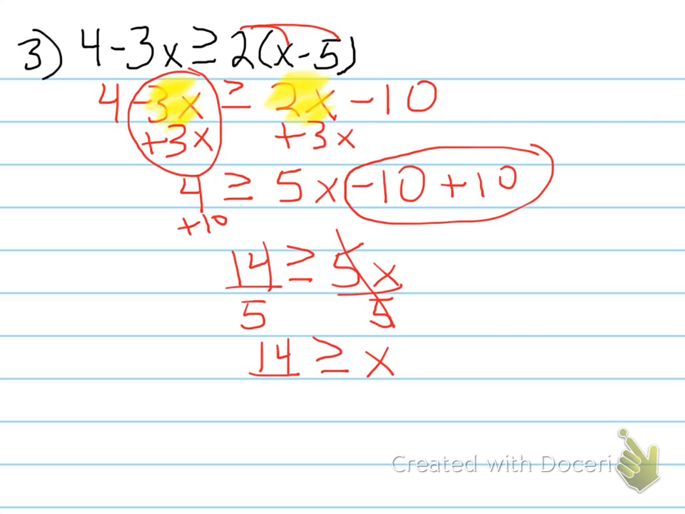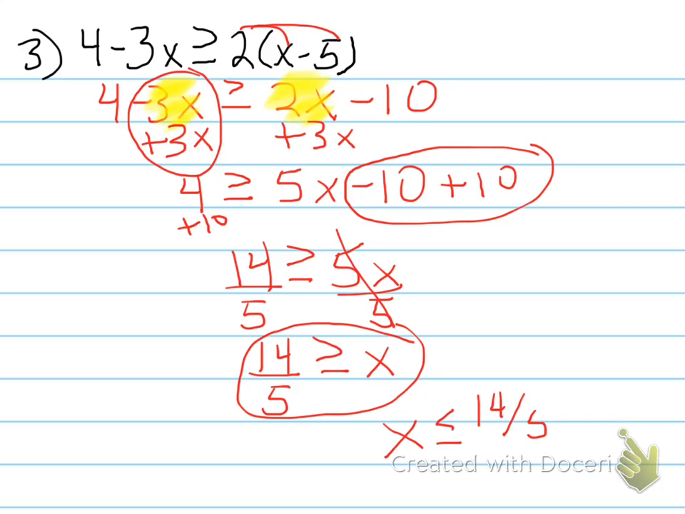So 14 divided by 5, can't do the division. I'm just going to leave it as 14/5. Now normally when we write inequalities, we write our variable first, so I could also write this. Notice it's saying x is less than or equal to 14/5.